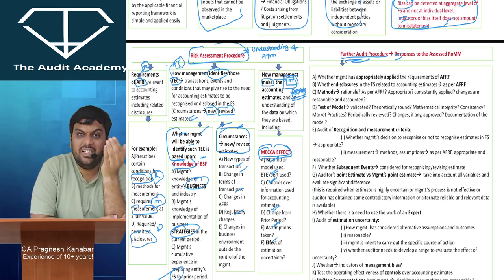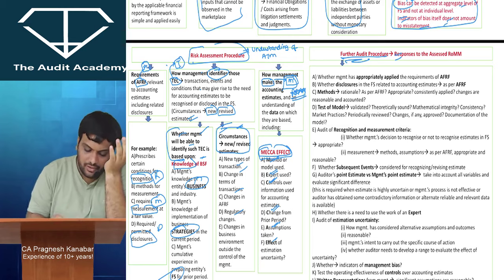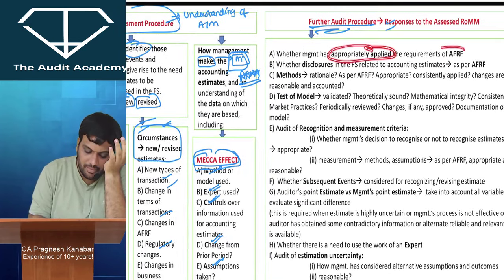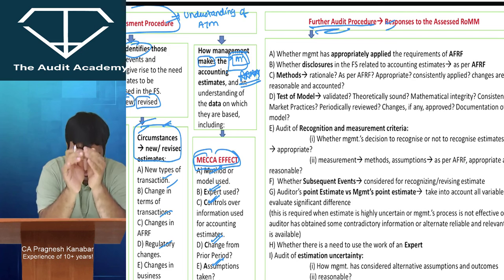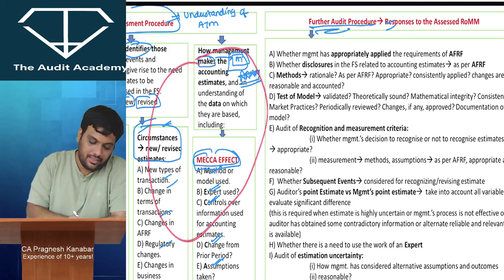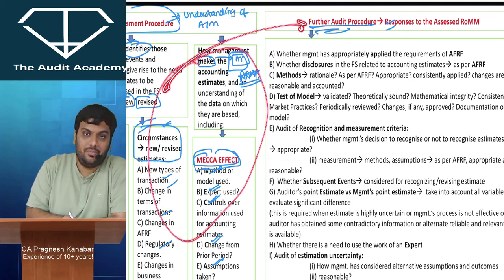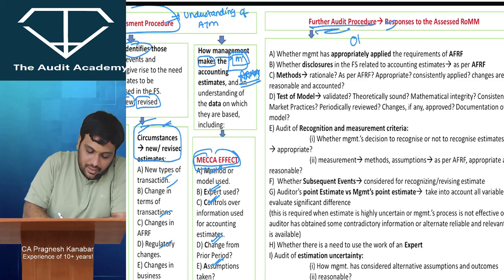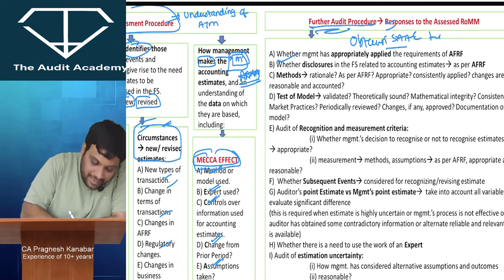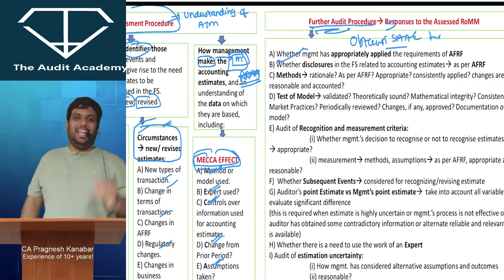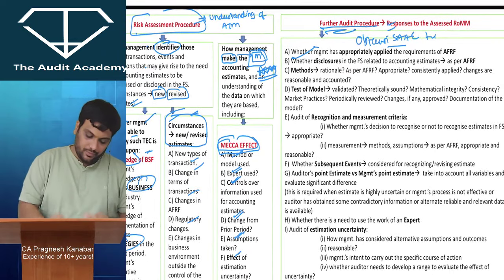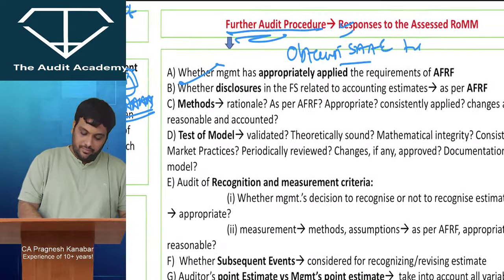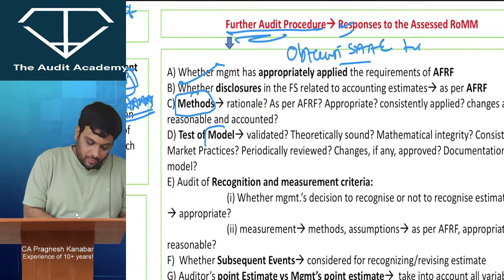In risk assessment, if I say understanding AFRF, in further audit procedure we check whether management has appropriately applied the requirements of AFRF. So, whatever you are seeing in risk assessment procedure, the same things are getting repeated in further audit procedure. But over there, our English is that I want to obtain sufficient and appropriate audit evidence to check whether. Right? And then you start your lines. So, you can read once, just that some sensitive areas I will tell you. I have put one question on method, I have put one question on model.